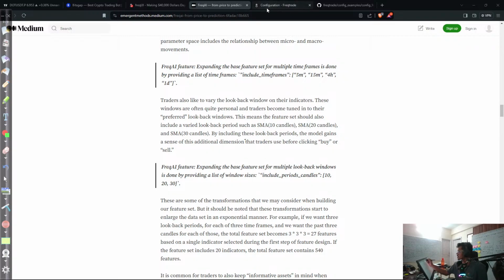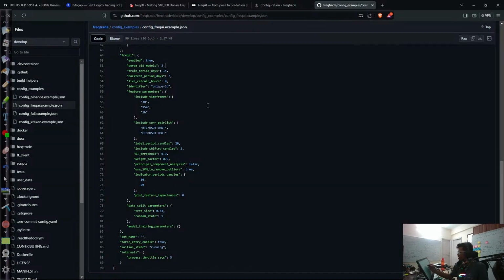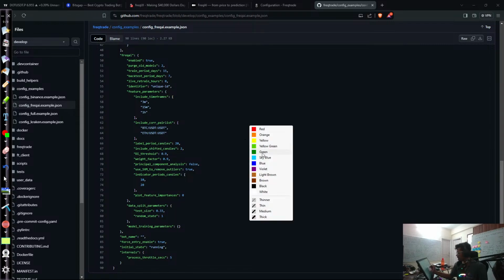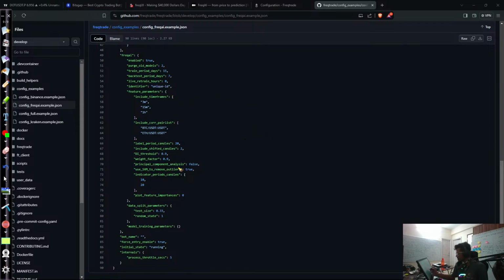So let's go here. Yeah, configuration here. Activate it, and S, and here you see this indicator period candles. So this is what they're talking about. They are actually using it for SMA 10 and SMA 20.